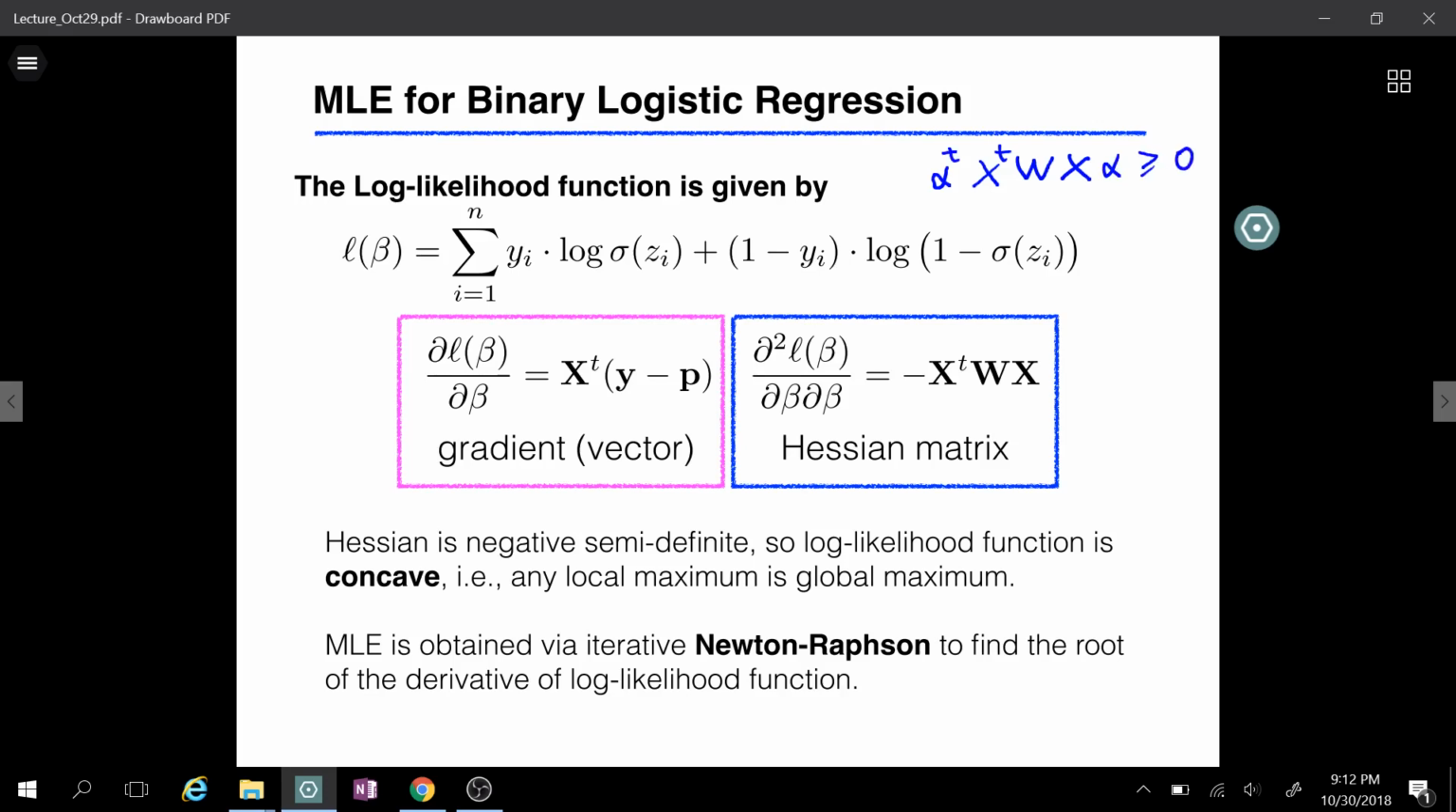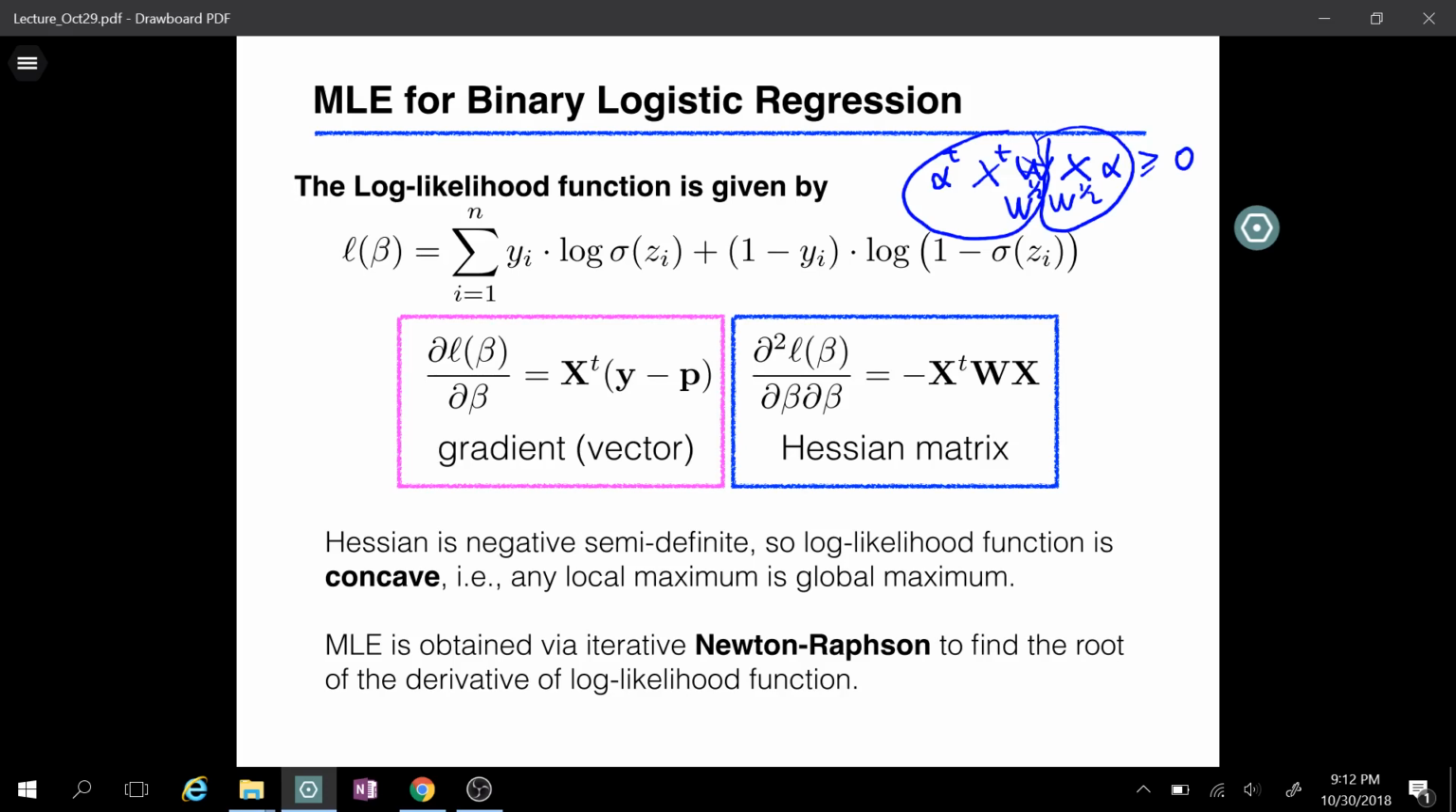Well, this is because W is a diagonal matrix. You can break W into W to the half times W to the half, where W to the half is symmetric, and you can merge this as one vector, and the remaining as another vector, and so the whole thing can be written as a norm squared, so it's always non-negative. So you can think about this Hessian matrix as always negative, less than or equal to 0.